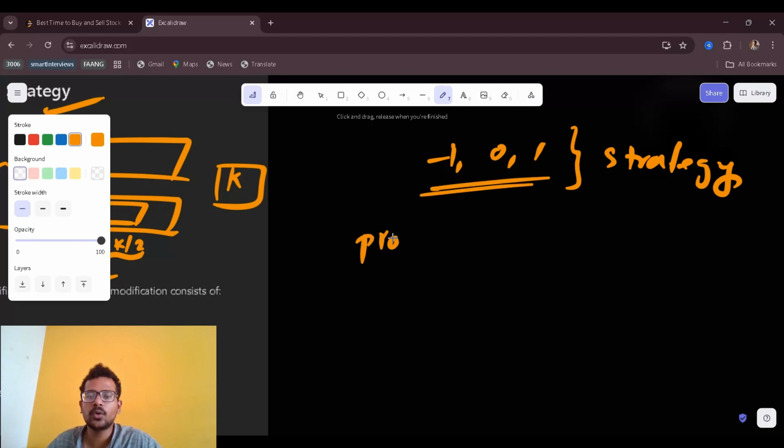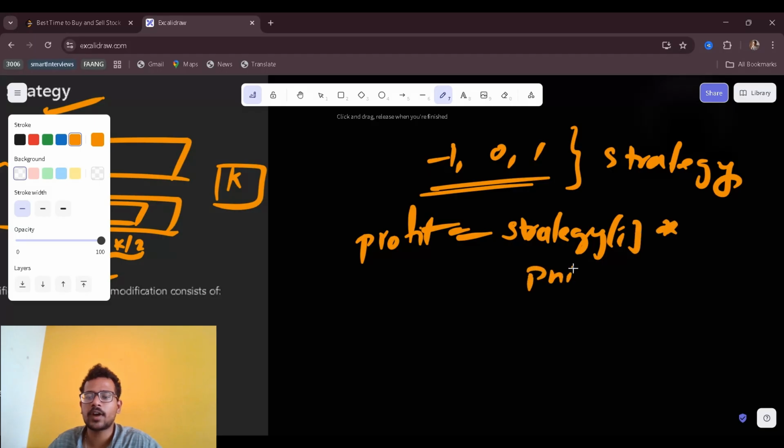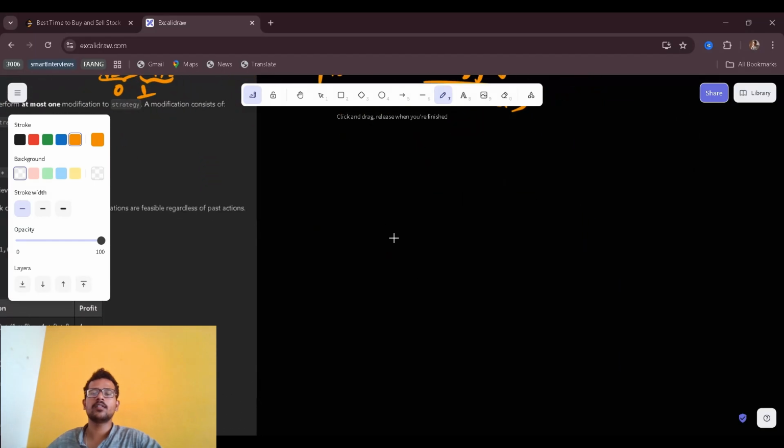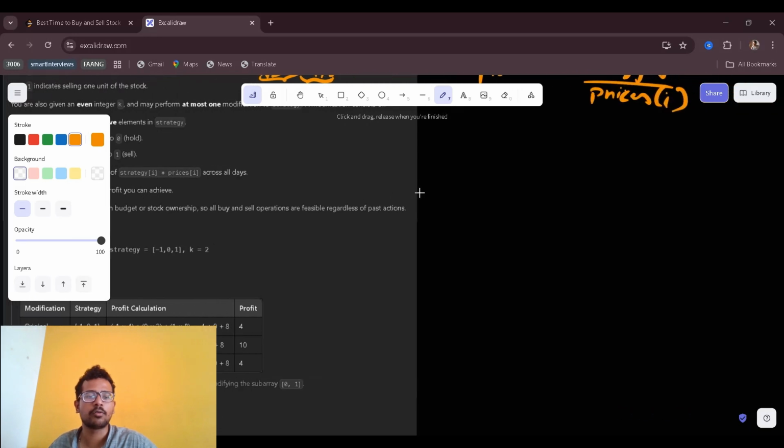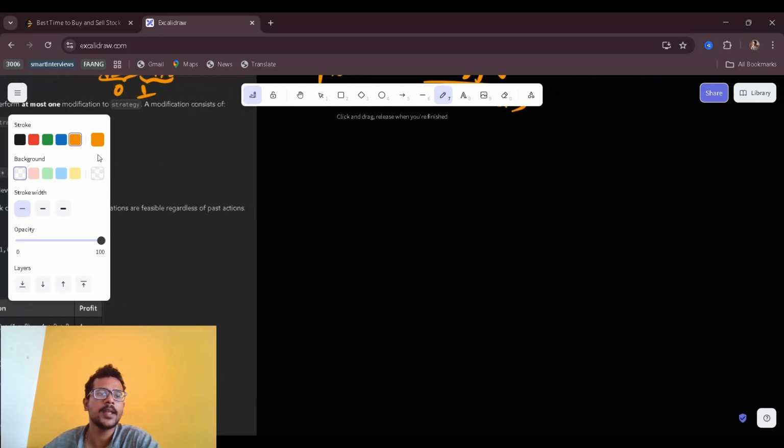But how do you know the profit? Profit is nothing but strategy of i into prices of i. Now, as you know, strategy is the array which we are going to change, right? So let us start with a small example, with k equal to 2 and having only 3 to 4 elements in the prices array.